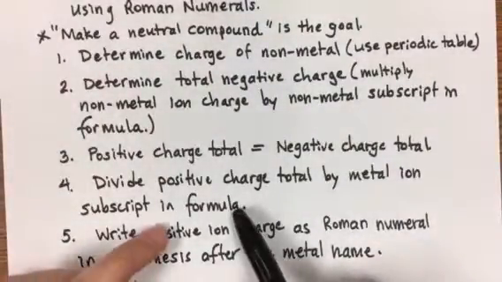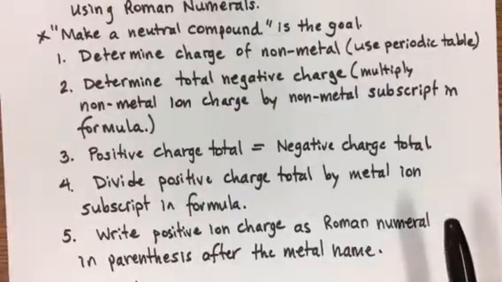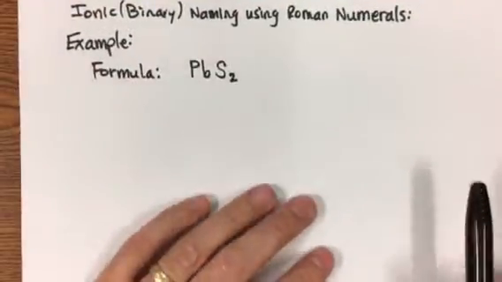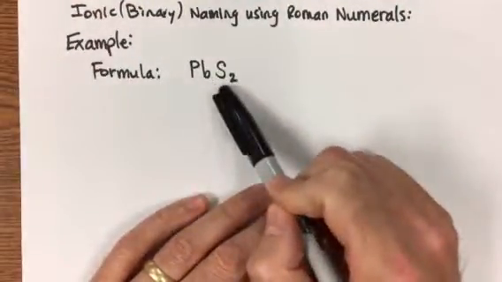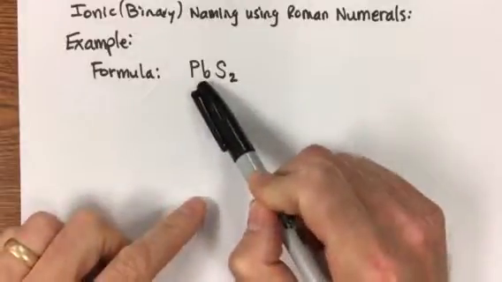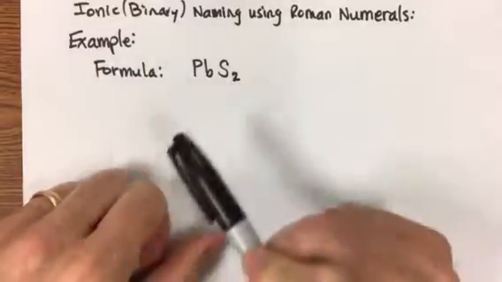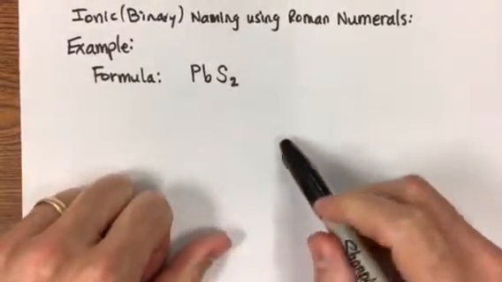Once you determine the positive charge of the metal ion from the formula, then you will write the positive charge as a Roman numeral in parentheses after the metal name. And here's an example of how this works. So we want to determine the name of PbS2. We remember from our list and from our periodic table that Pb is one of those special metals. This is a binary compound, therefore we're going to be using the Roman numeral names for this.